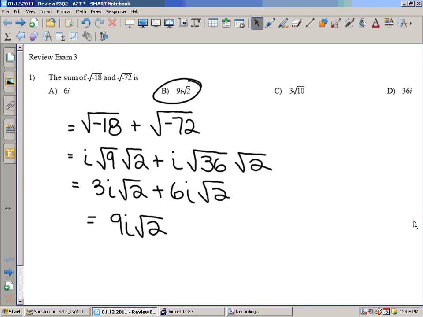If you want to do question number 1 by hand, here's what you have to do. Whenever you see a negative underneath the radical, you take the negative out and it becomes an i. That's where that negative went to. And then you reduce the radical. So 18 is just 9 times 2. 9 is a perfect square. It breaks down to 3. You do the same thing for 72. And because these are like radicals, they can be combined.